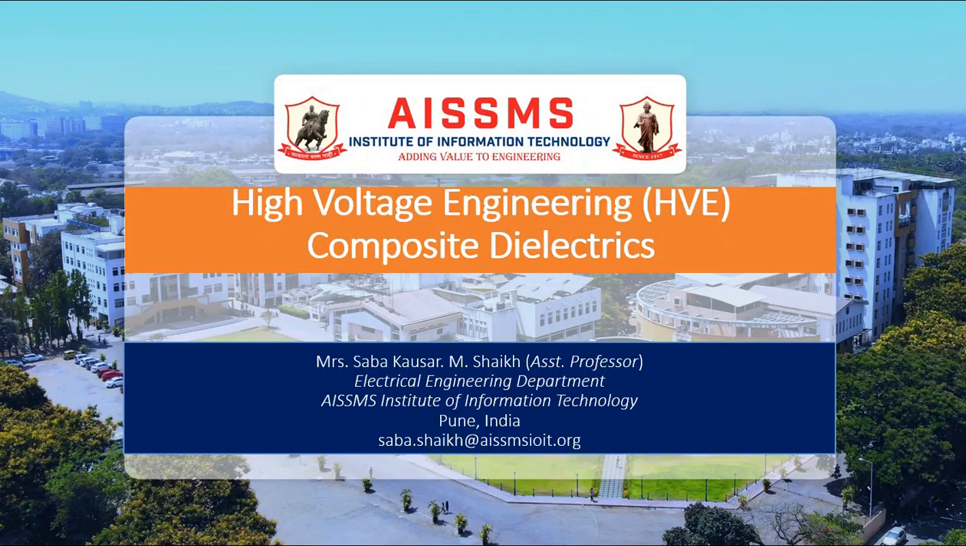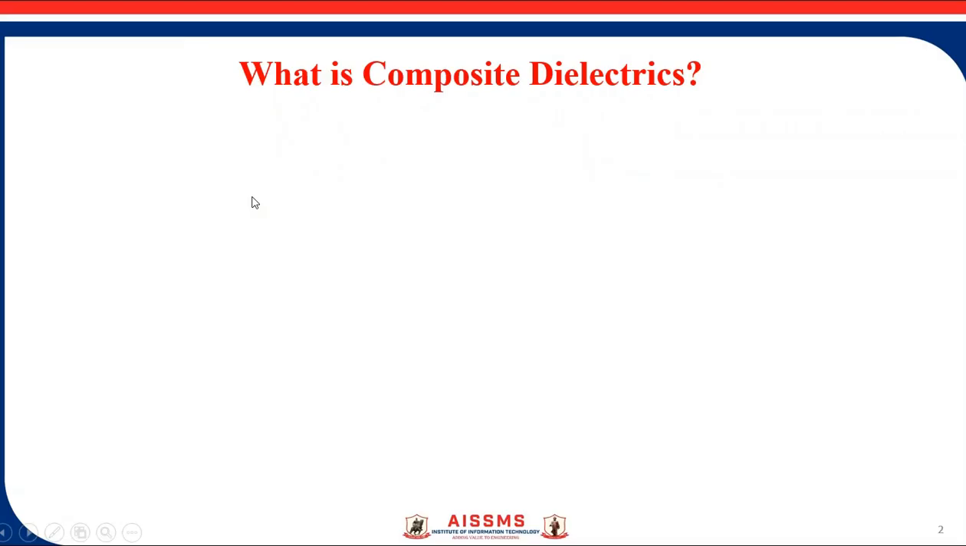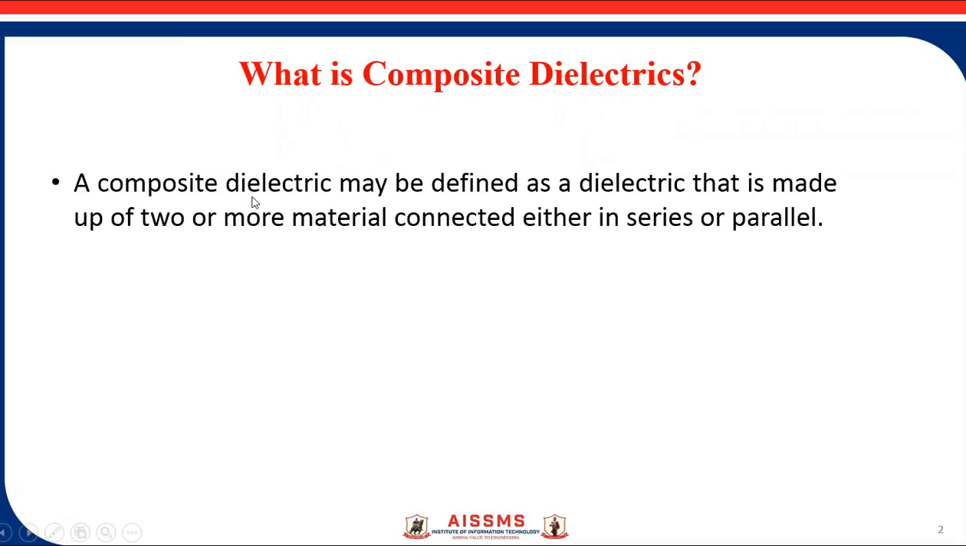In this video, we shall see about the composite dielectrics and their properties. So what is a composite dielectric? A composite dielectric may be defined as a dielectric that is made up of two or more materials connected either in series or parallel. It is difficult to imagine a complete insulation system in an electrical equipment which does not consist of more than one type of insulation.